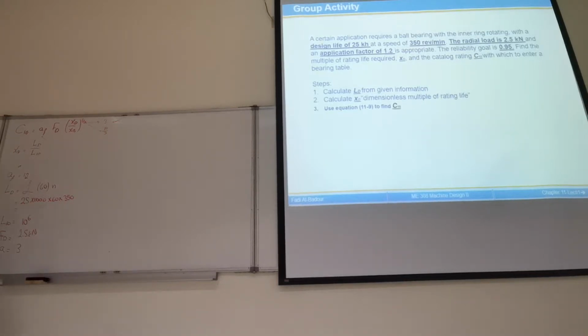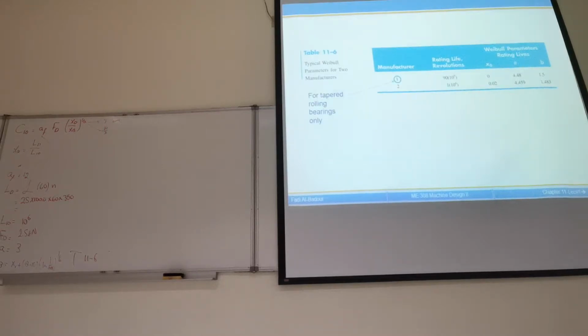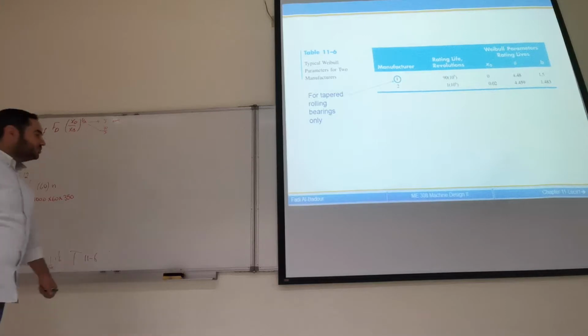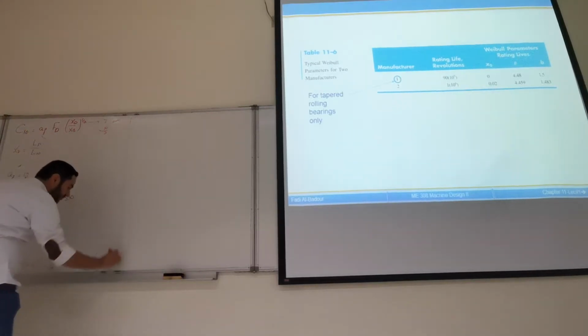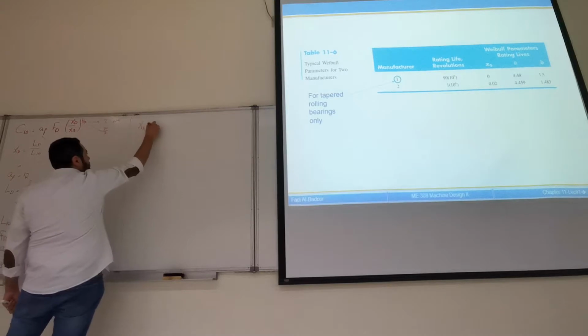Now we calculate XP. What is our reliability goal? 95. So XP is equal to X naught plus theta minus X naught times ln 1 over 0.95 to the power 1 over B. Where can I get those X naught, theta, and B? Table 11.6. Let's find it. In 11.6, which manufacturer do we use? Manufacturer 2.